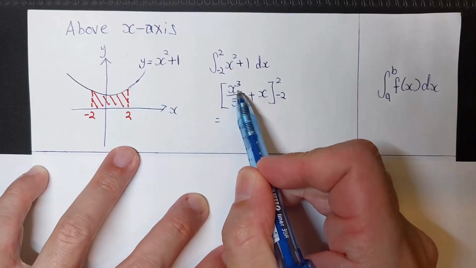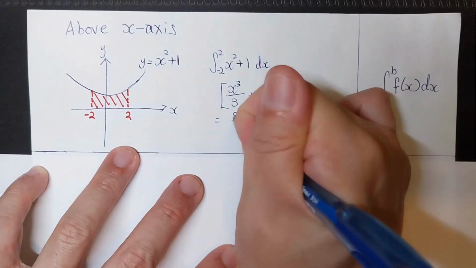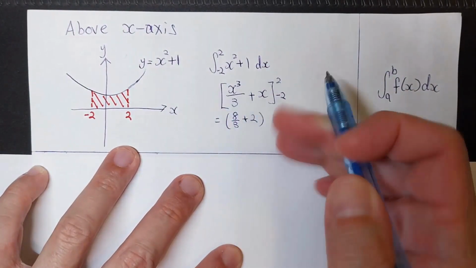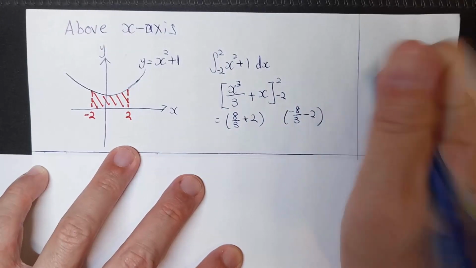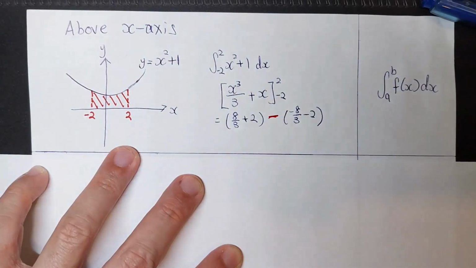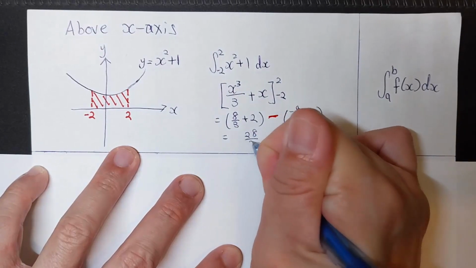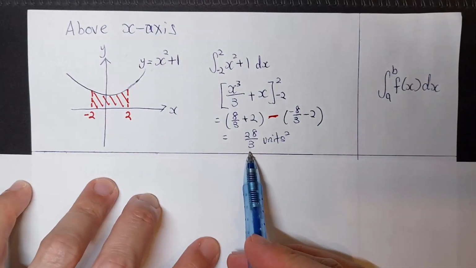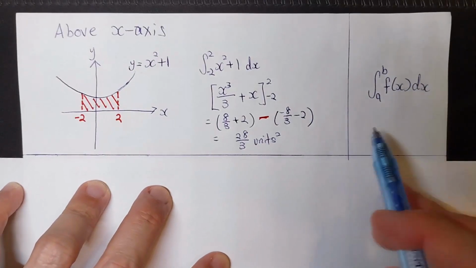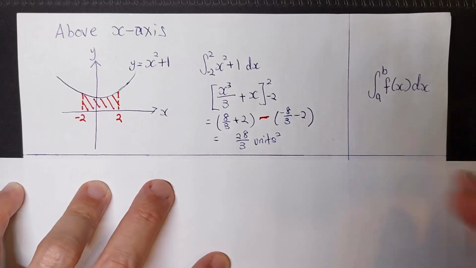Substituting the value of 2 in, we will have 8 over 3 plus 2. Substituting the value of negative 2 inside, we will have negative 8 over 3 minus 2. And we are supposed to subtract these two values, and we see that the area will be 28 over 3 square units. So we realize that the area is positive. So when we integrate a curve that's above the x-axis, the value of the area will be positive.